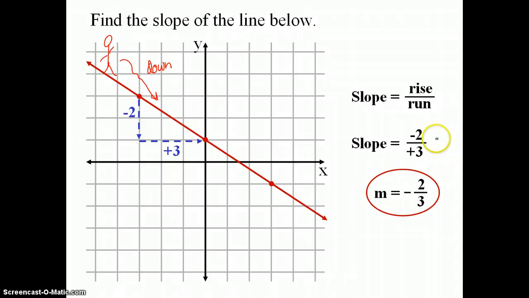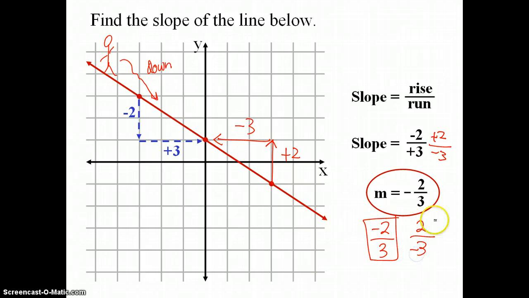Some of us might get up 2 and then left 3, and that would give us positive 2 over negative 3. So your final answer, you can write the 2 as a negative and the 3 as a positive, or you can write the 2 as a positive and the 3 as a negative, or choose to write it where the negative is in the middle of the fraction. Those 3 are all appropriate ways of representing a negative fraction. So there's your answer. You've got your negative 2/3 as the slope of this line.